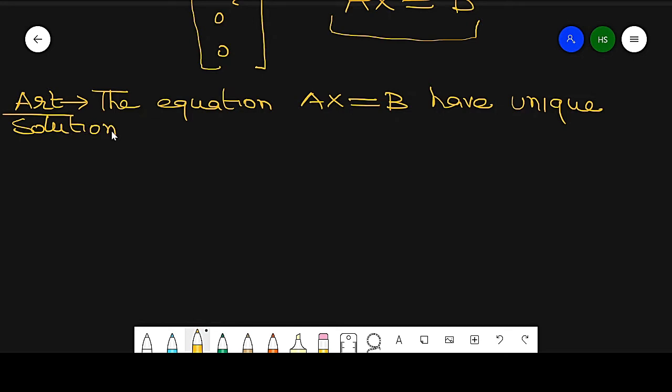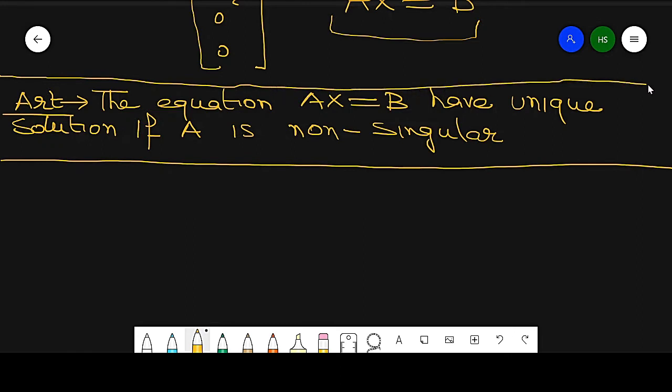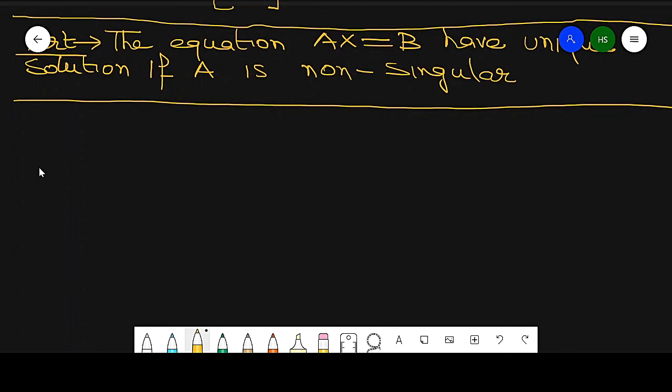So it has a unique solution if A is non-singular. If A is non-singular, then this equation has a unique solution. In the previous theorem, we proved that this equation has a solution, and now we prove that it has a unique solution. Now the proof. So what is my first part?